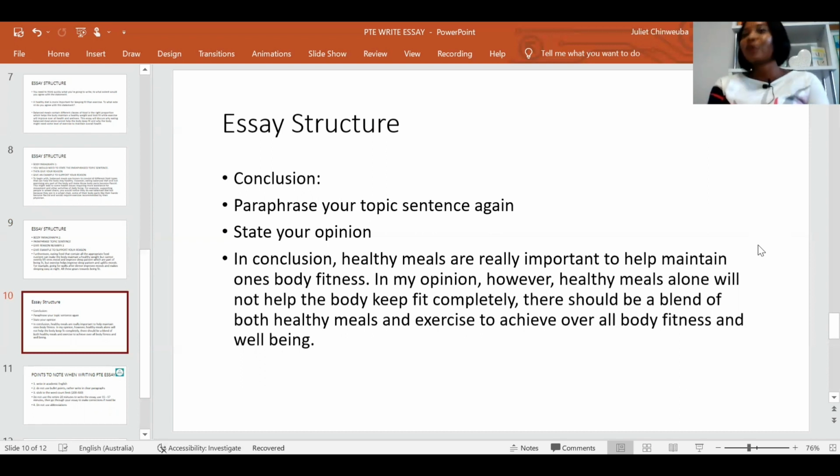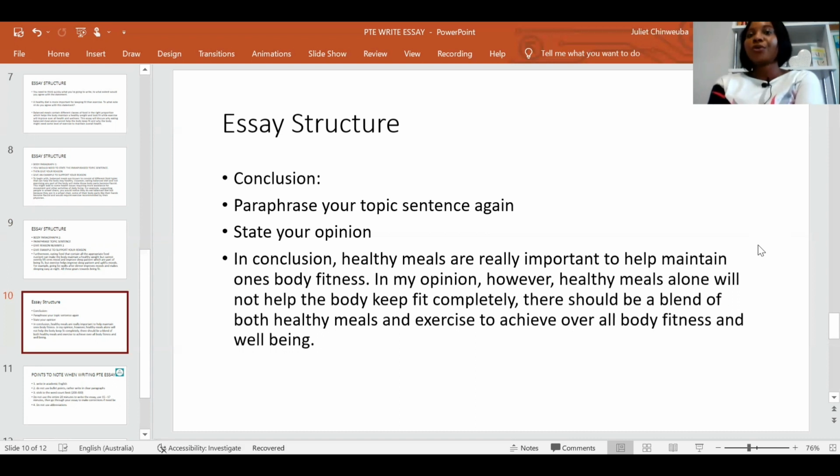So I said here, "In conclusion," or "to conclude," or "overall." These are the words you can use to conclude your essay, okay? "In conclusion, healthy meals are really important to help maintain one's body fitness." This is me again paraphrasing the topic sentence that talked about healthy diets. I'm here using healthy meals, healthy diets, healthy meals. They are the same thing. And I said here, they are really important to help maintain one's body fitness.